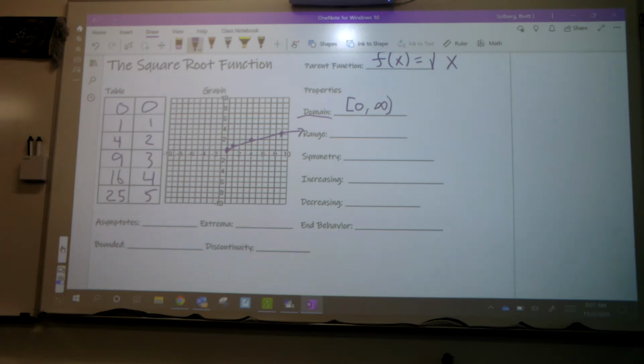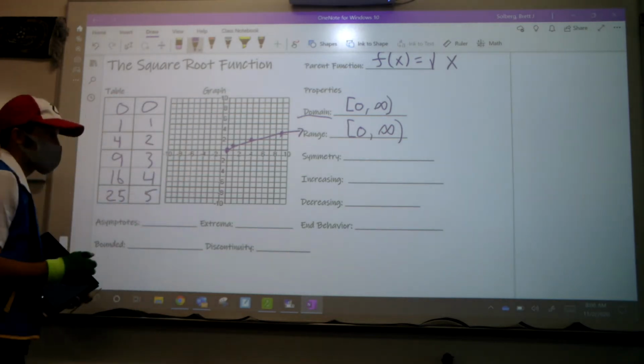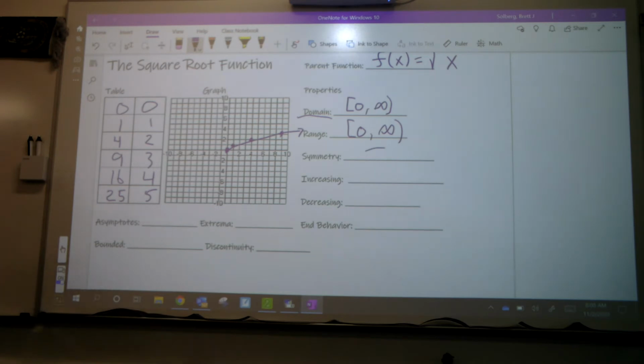What is that going to be? Also 0 to infinity. All right, is this symmetric at all? No, because we'd say, is it doing the same thing on both sides? There is no other side, right? So yeah, no symmetry there. All right, Mikkel, what about increasing or decreasing? What is this one doing? It's increasing from 0 to infinity, but it doesn't decrease. Awesome, thank you. Are there any asymptotes here, guys? Nope.